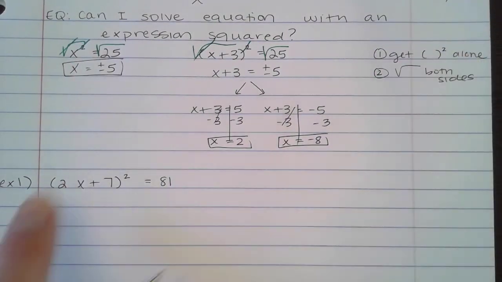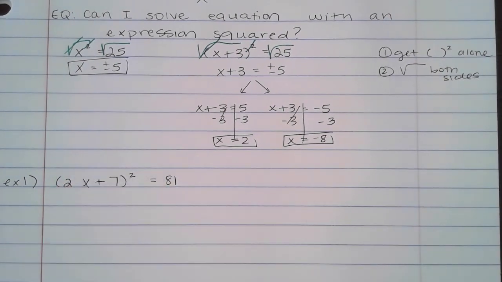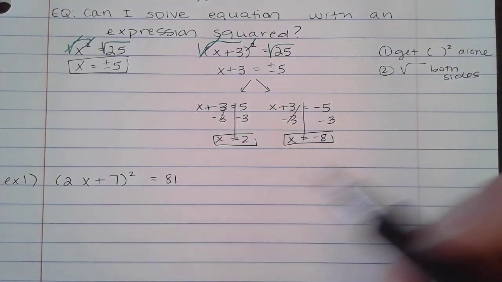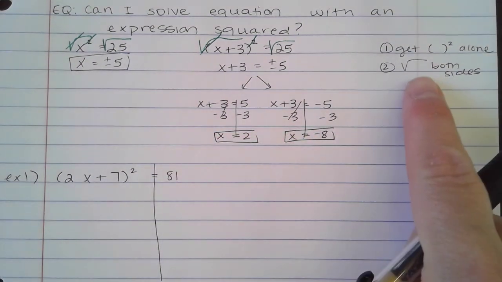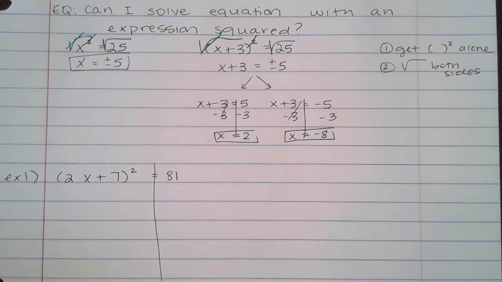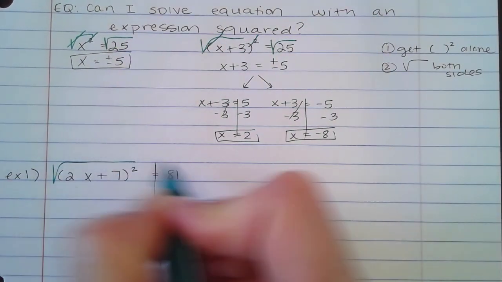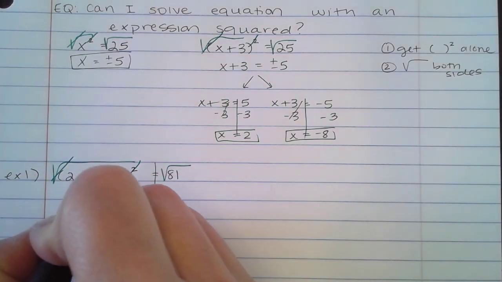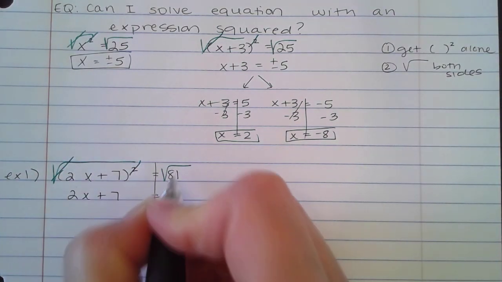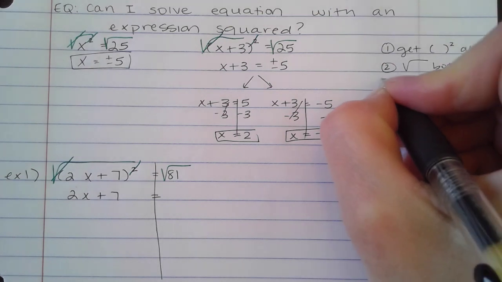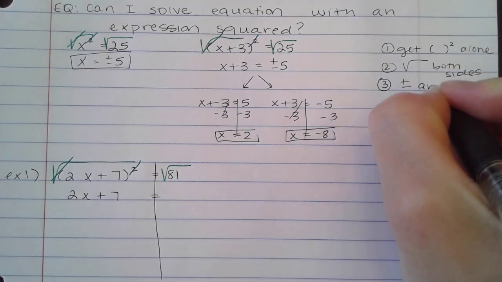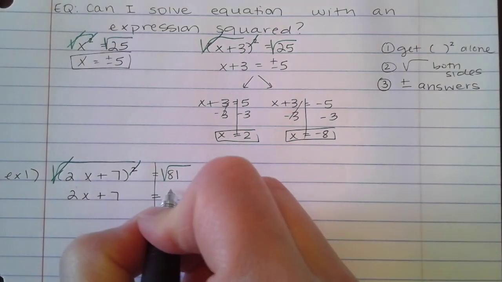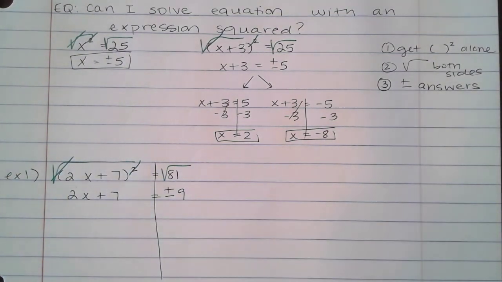Get the expression squared alone. It is. There's nothing else on that side, right? There's no plus anything or whatever. Done. Check. Square root both sides to get rid of that squaring. I will do that. Square root both sides, that goes away. And what's the square root of 81 when you're solving for x? You have plus or minus answers. So in this case, the square root of 81 is plus or minus 9.